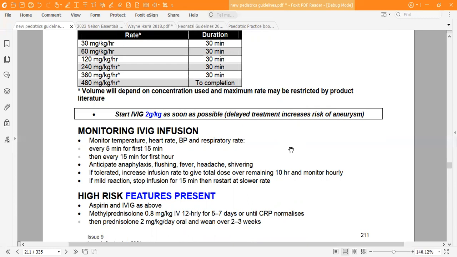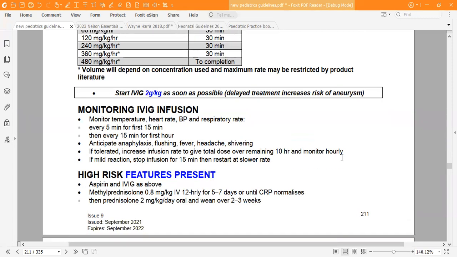So that's why we have to start in a gradual manner. We don't start with a big dose in the first place because there's a risk of anaphylaxis. If a mild reaction happens, stop the infusion for 15 minutes, then restart at a slower rate. It's very important to know this and bear it in your mind.